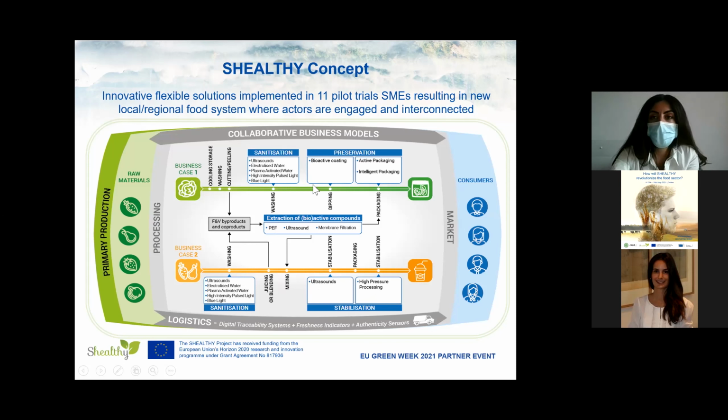And in this overall ecosystem, you can see how collaborative business models are the key element for bringing together all the food actors along the value chain, together with a logistics system to ensure not only freshness and authenticity, but also the traceability of food products.